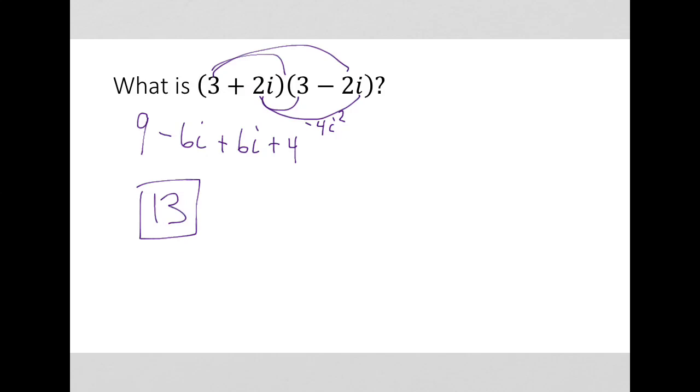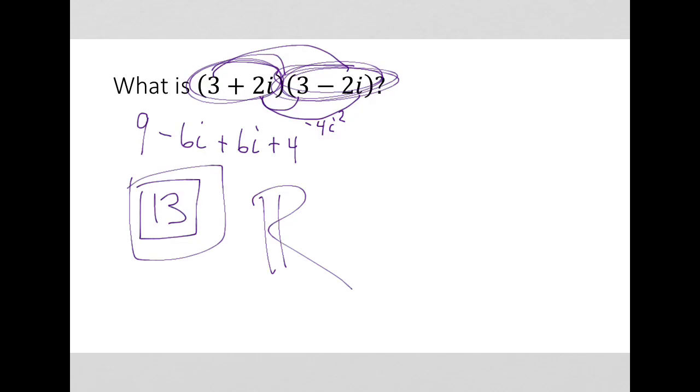Well, look at that. We just multiplied two complex numbers together, and our answer was real. That's pretty cool. These are not just any ordinary complex numbers. These two complex numbers are called complex conjugates of each other. And notice complex conjugates are of the form a plus bi.